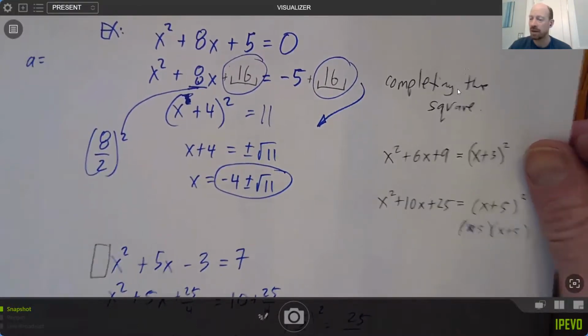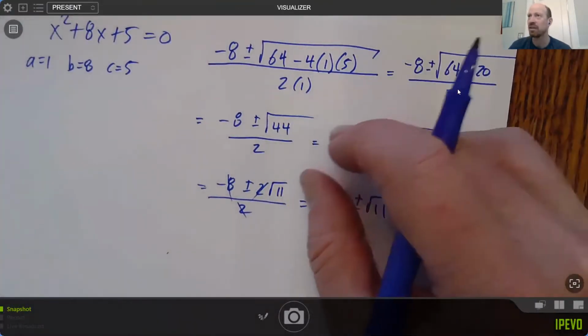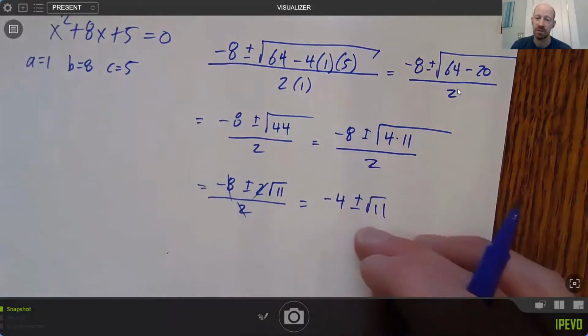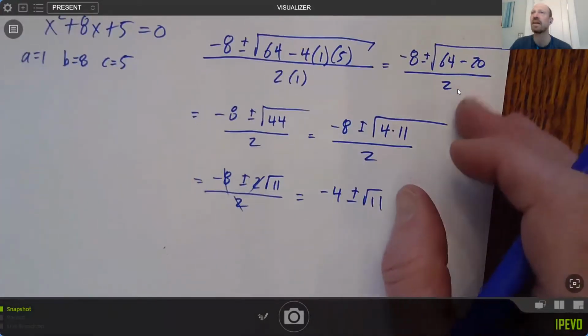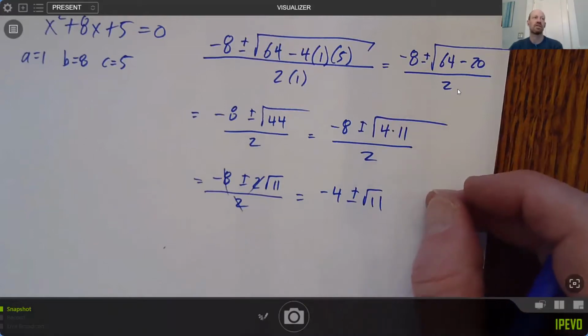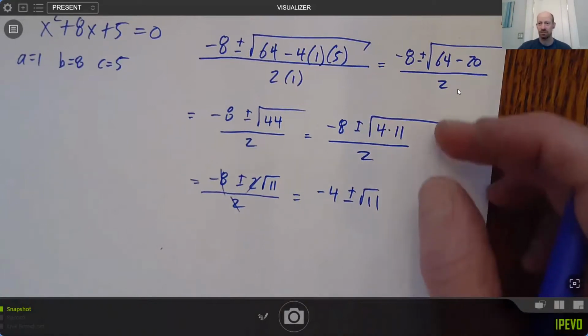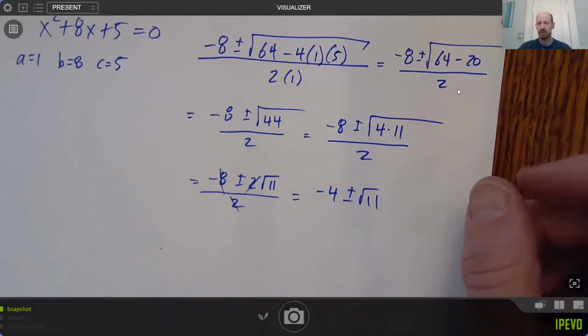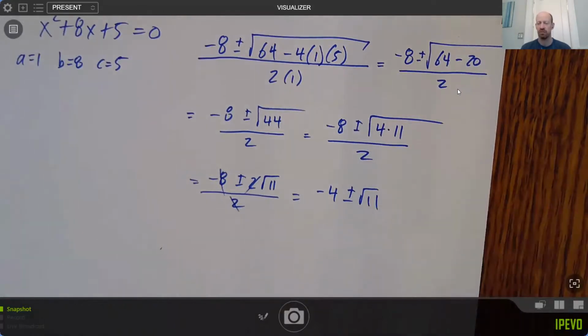Now, I did a lot of steps here. You may not have needed to do every one of those steps, but there is work in simplifying the quadratic formula. So it's not trivial. There are spots to make errors, and you have to be careful when you do this work.